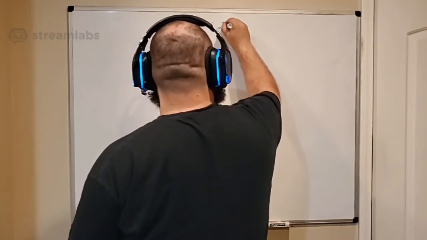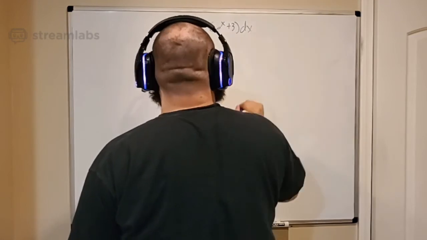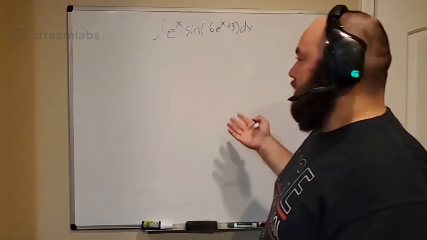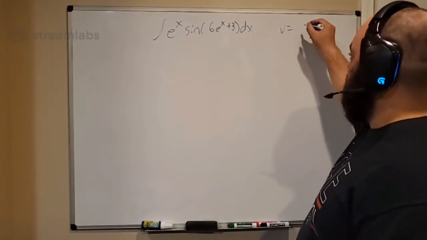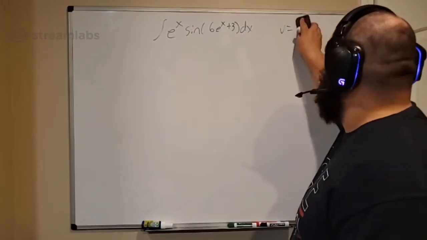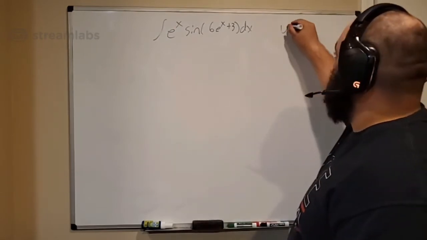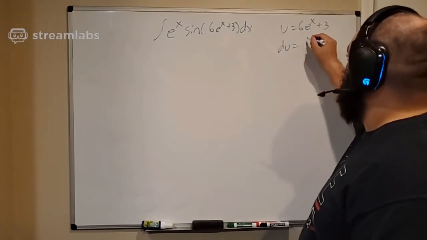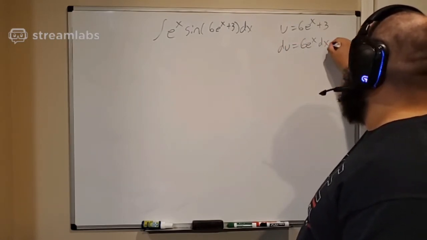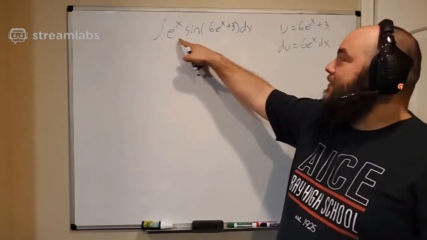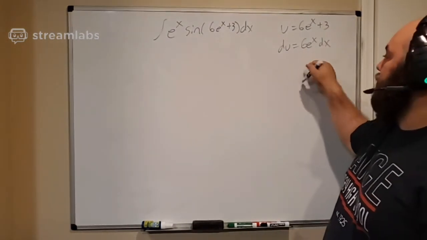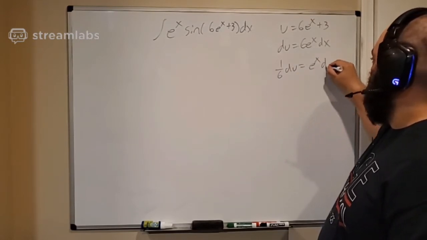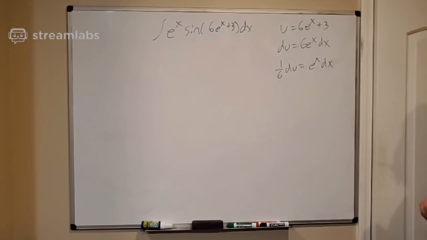Remember, usually your u is the more complicated stuff that you can then take a derivative of and get something else in the problem. So in our case, it will be 6e to the x plus 3. Then our du will be 6e to the x dx. And if you notice in the problem, we have an e to the x dx. I just need to move that 6 over. So 1/6 du is e to the x dx. And then sub in everything, and it shouldn't be too hard at that point, hopefully.